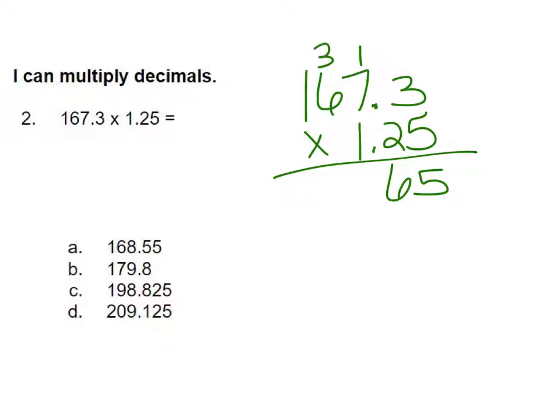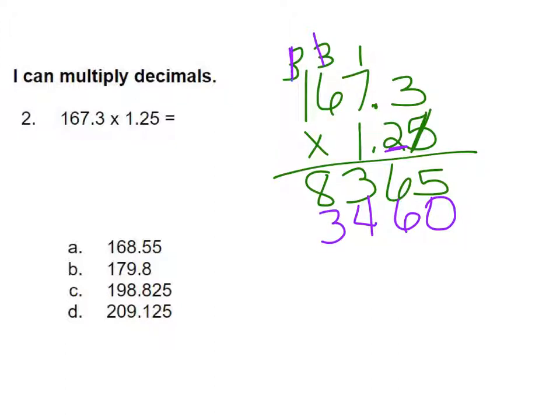So bring the 3 up. 5 times 6 is 30 plus 3 is 33. Bring the 3 up. 5 times 1 is 5 plus 3 is 8. Okay, so because we're starting the next place value, we're going to go ahead and do the 2. So I'm going to put a 0, and then now I'm doing the 2. So 2 times 3 is 6. 2 times 7 is 14. Carry the 1. 2 times 6 is 12 plus 1 is 13. Carry the 1. 2 times 1 is 2 plus 1 is 3.